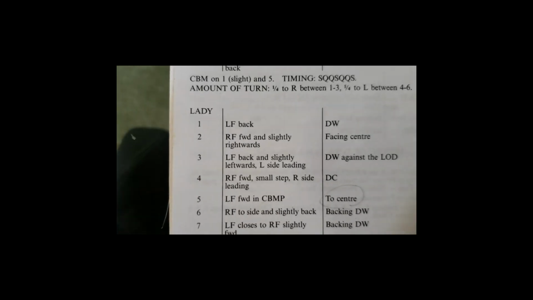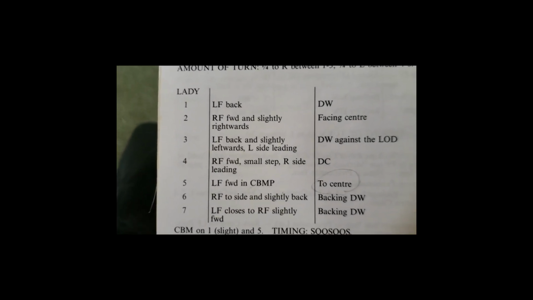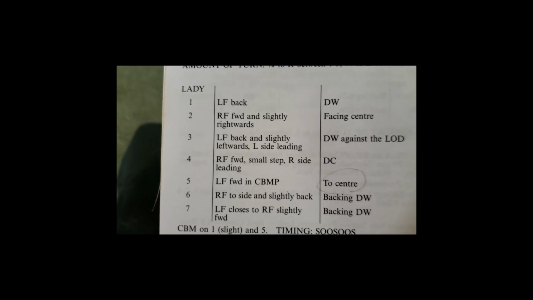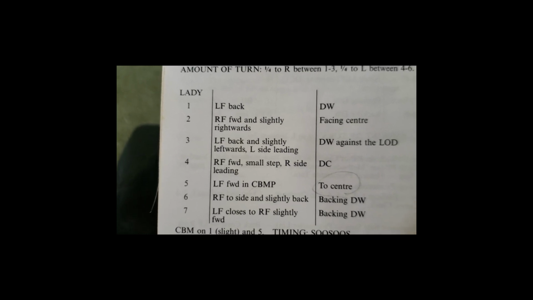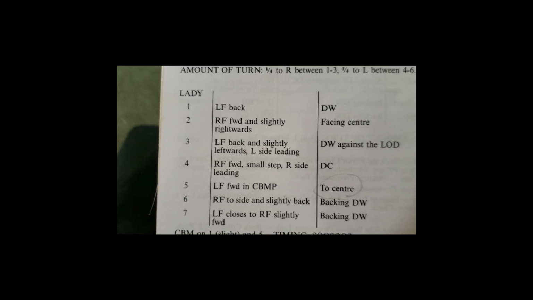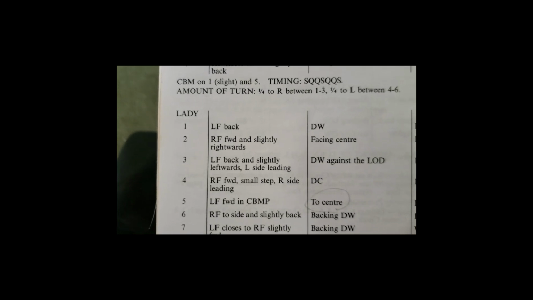And then, of course, if we look at the lady's part, you'll see the same thing on step 4 as she finishes her rock. She has the right side leading as she steps forward with the right foot. That's DC. So what happens on step 5? To center. So if you go through some of these basic figures, you'll get the idea of why this happens.